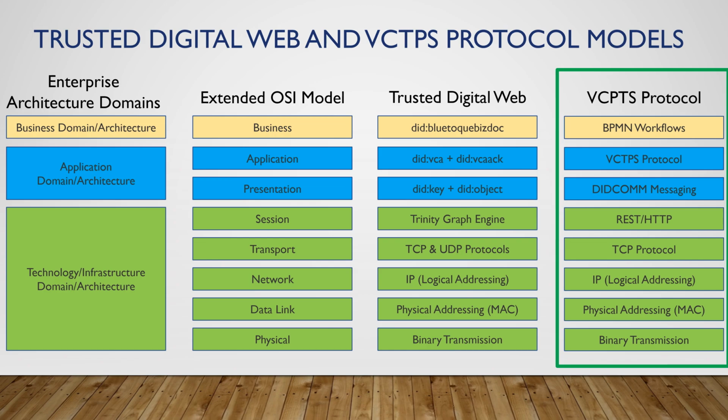The VCTPS protocol represents specific types of messages that are enabled on top of DIDCOMM. And then finally, once a recipient, for example, Bob, receives a verifiable credential after acknowledging the VCA, he needs to do something with it. And so what we do is we drop into a business layer, BPMN defined application workflows for processing that VC. So we have very distinct layers with very distinct responsibilities.